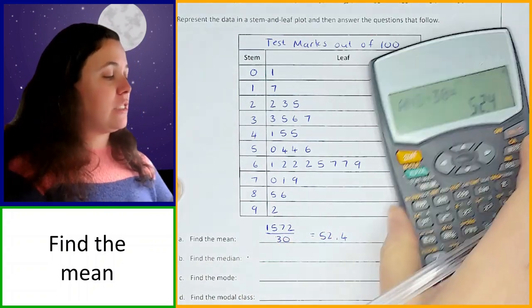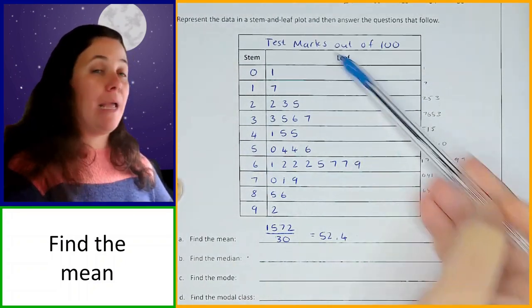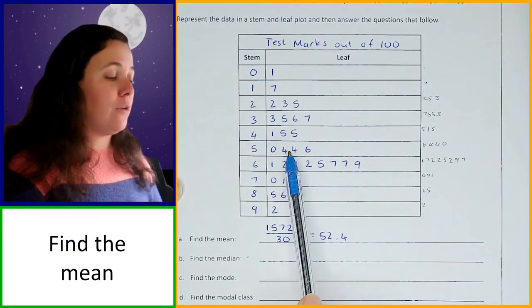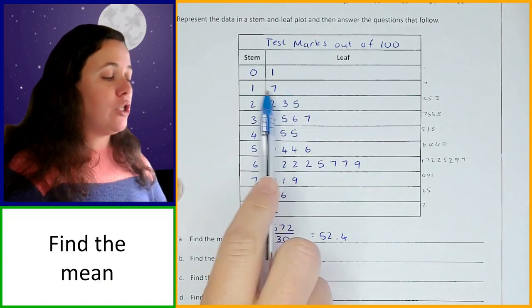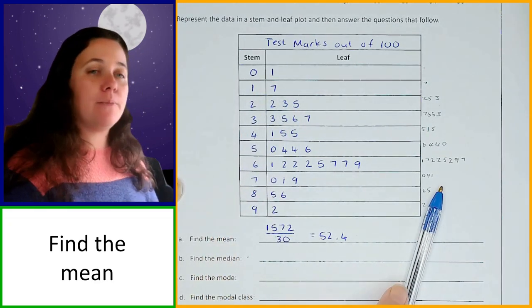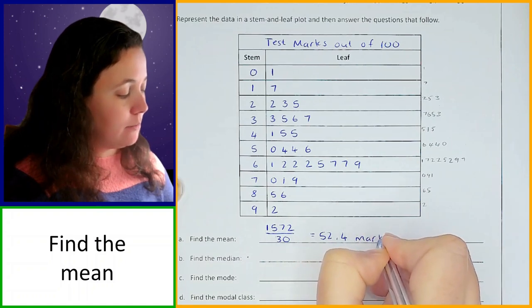So to work out our mean, we take all the values, we add them up, and we divide by the number of values. But remember, if you're doing it from the stem and leaf plot, you need to make sure that you use the stem and the leaf together for each of the values. Okay, so that's 52.4 marks.